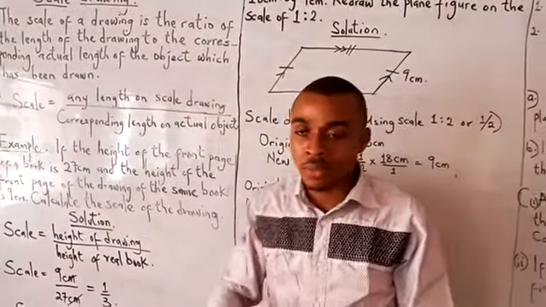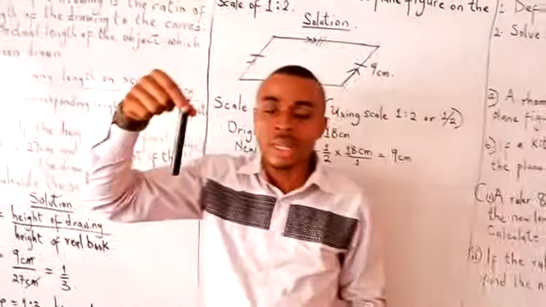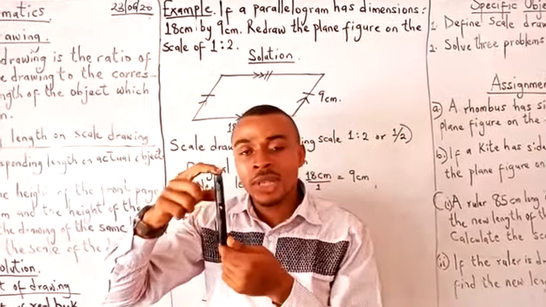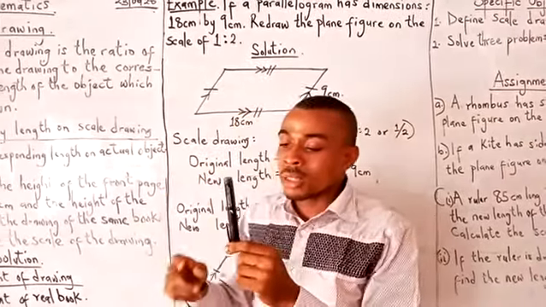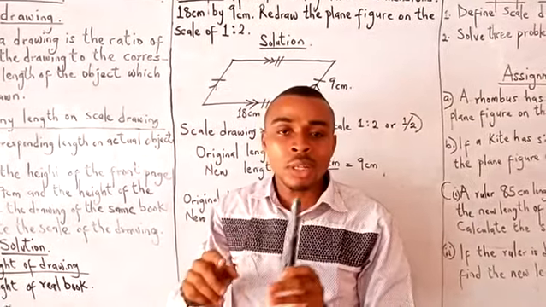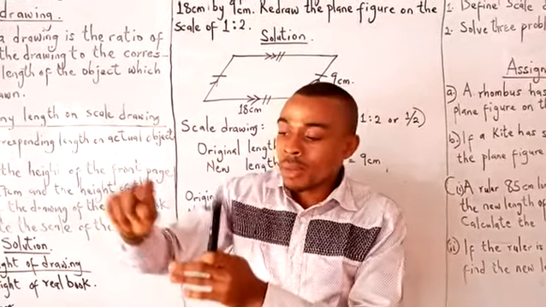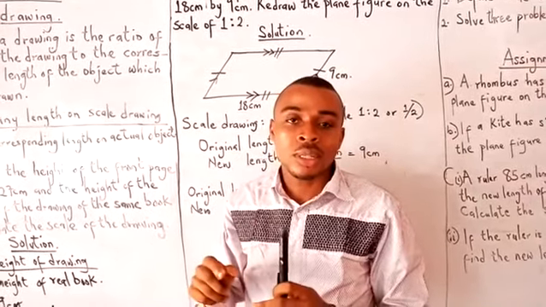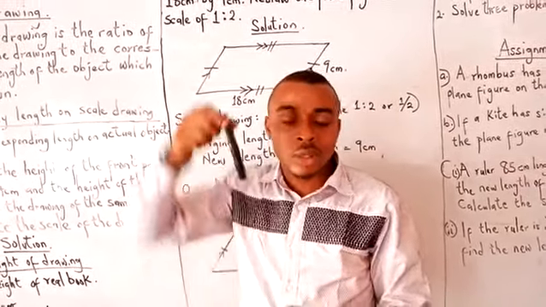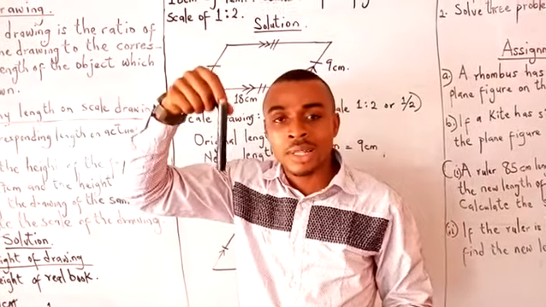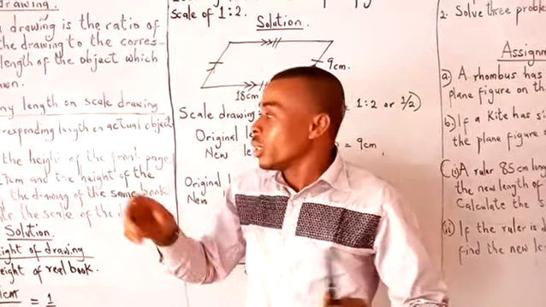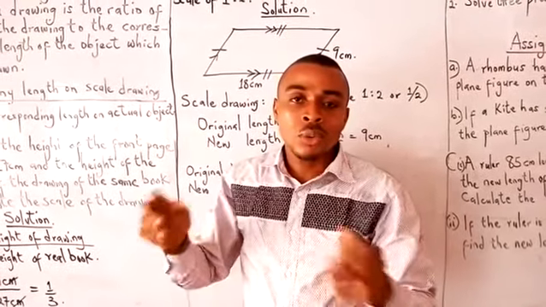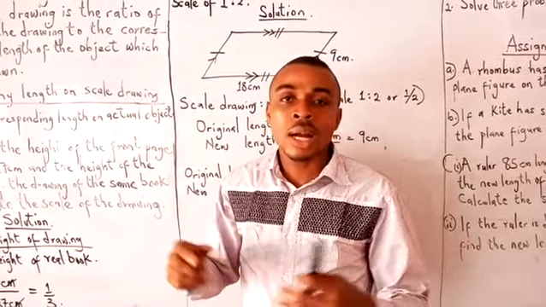What does that mean? If this marker I'm holding here is 5 cm long, and I want to draw it on paper. After drawing it on paper, maybe it's 2.5 cm long instead of 5 cm long, which is the actual height of the marker. Now, it means that the scale I used in putting out the drawing is 1:2. How did I get it?